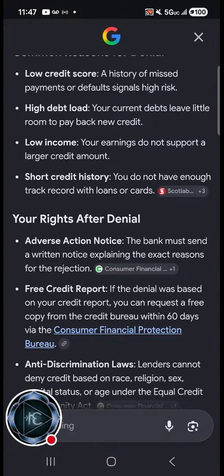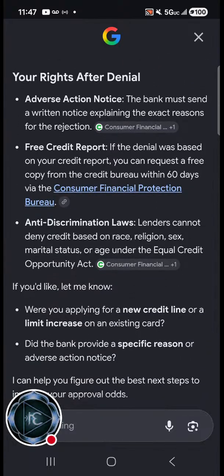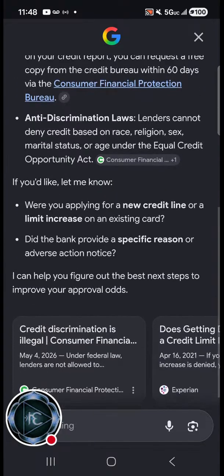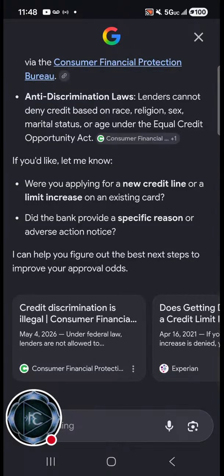Your rights after denial. Boom. Okay. Why would you have rights after denial if they have a right to deny you? That makes no sense. Adverse action notice. The bank must send a written notice explaining the exact reason for the rejection. And right here in the smallest area that they could provide for you, this says free credit report. You have to get a free credit report, and the Consumer Financial Protection Bureau has some allowances.